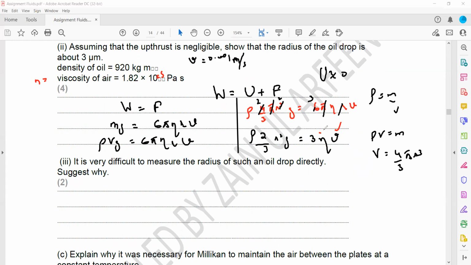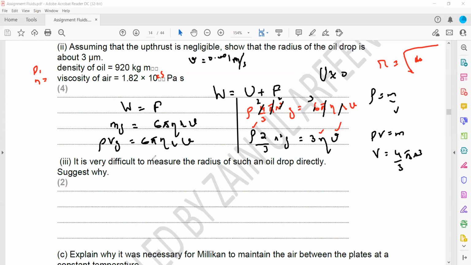So we have the viscosity, and we have the density of the oil as well, which is 920. The viscosity here was 1.82 times 10 to the power minus 5 pascal seconds. When we substitute the values, first we'll get r squared, and then at the last we take the root of the final answer to get the value of r.